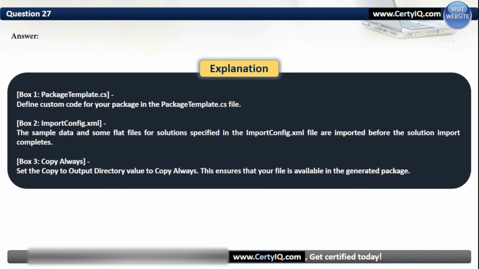About box 1, define custom code for your package in the package template.cs file. About box 2, the sample data and some flat files for solutions specified in the import config.xml file are imported before the solution import completes. About box 3, set the copy to output directory value to copy always. This ensures that your file is available in the generated package.